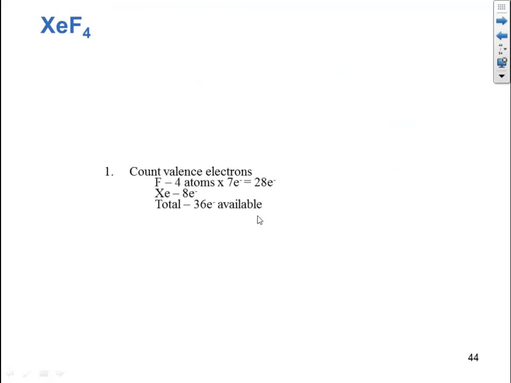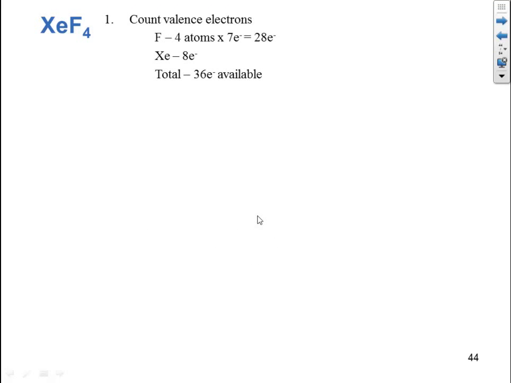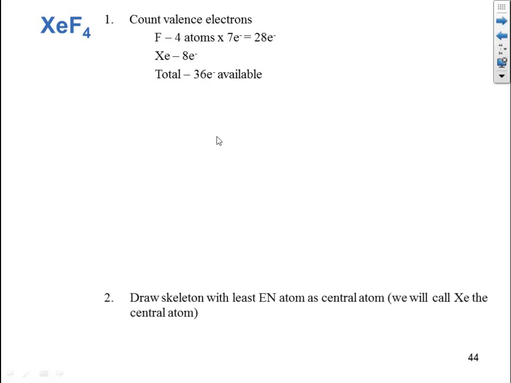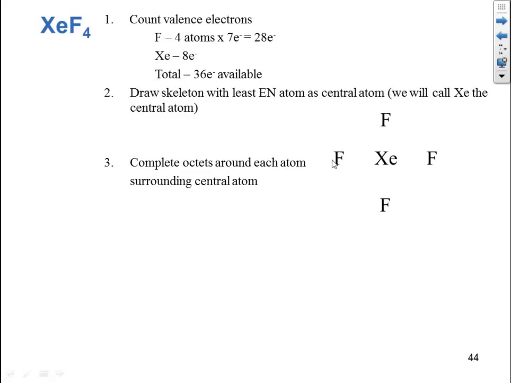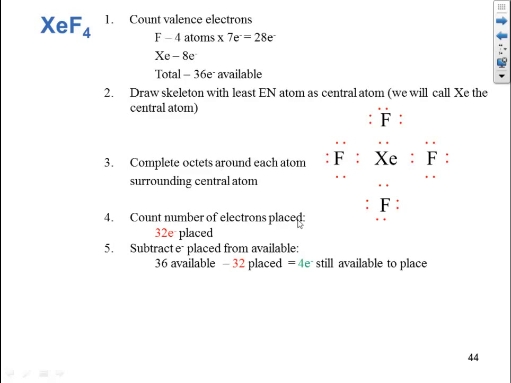Xenon tetrafluoride. Got 28 electrons from the fluorine, 8 from the xenon, gives me a total of 36. Draw my skeleton. In this case it will be xenon in the center. Next, complete your octets. So I will put 8 around each one of these fluorines. That means I placed 32 electrons, 8 times 4. Now I'll compare that to my available, which is 36. That tells me I got 4 electrons available.